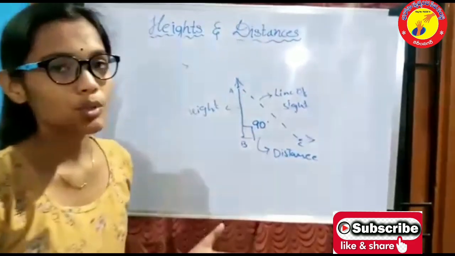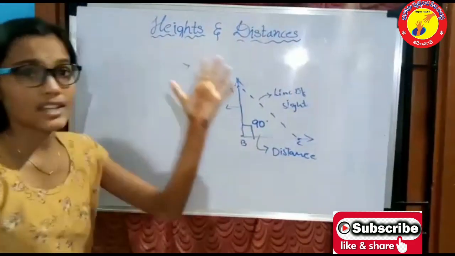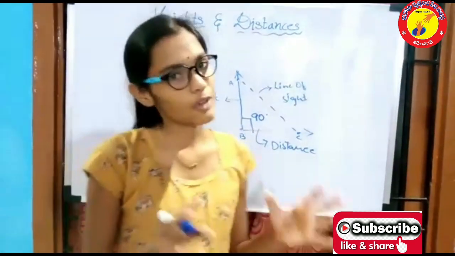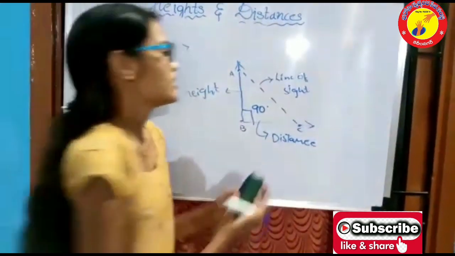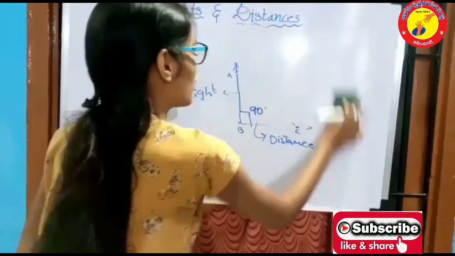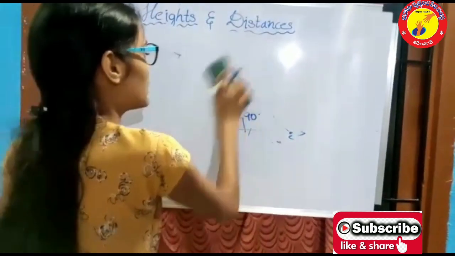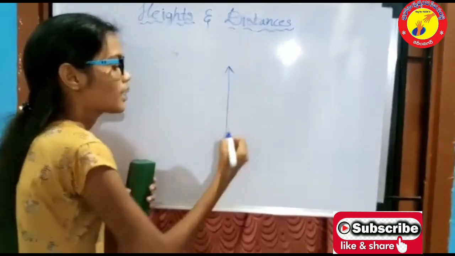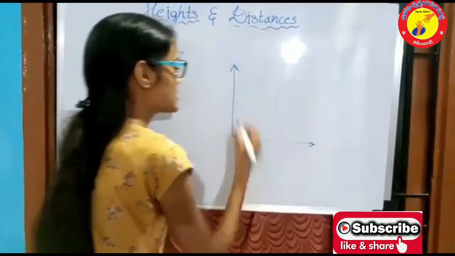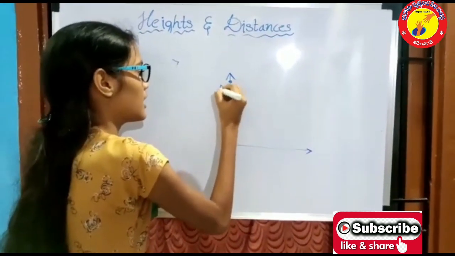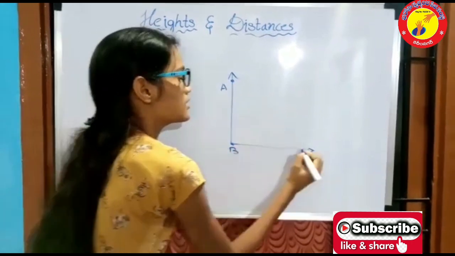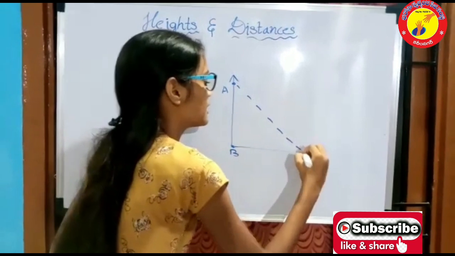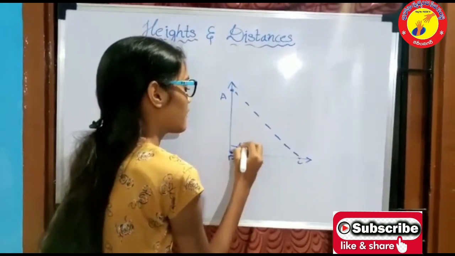So let us come to a different topic in heights and distances, that is angle of depression and angle of elevation. Let me tell you what is angle of depression and what is angle of elevation. Let me take a tower, with a distance represented as A, B, C and the angle at B being 90 degrees.